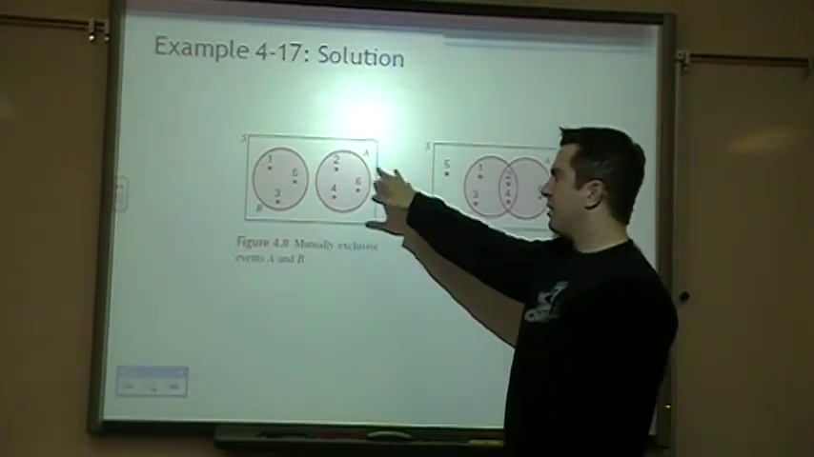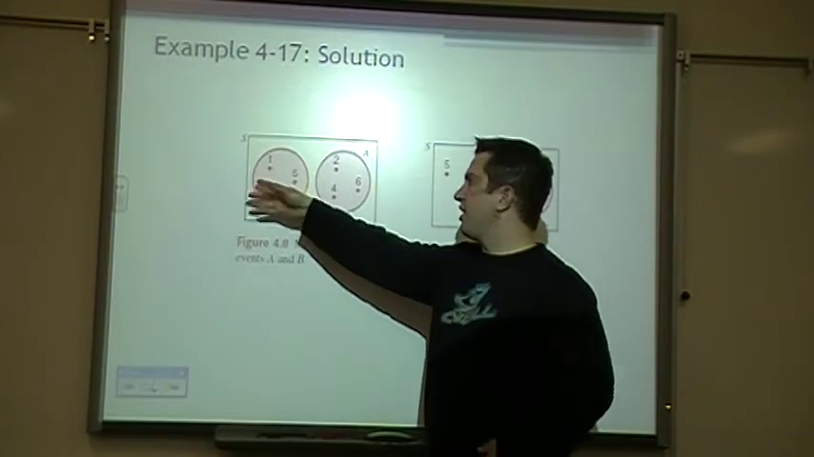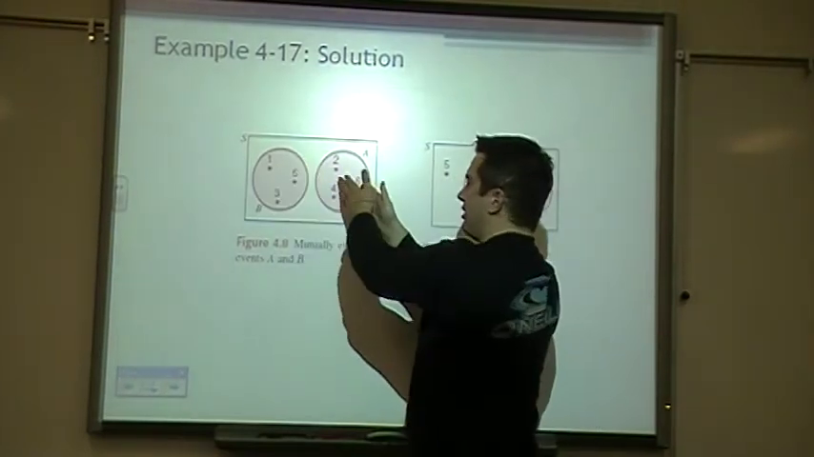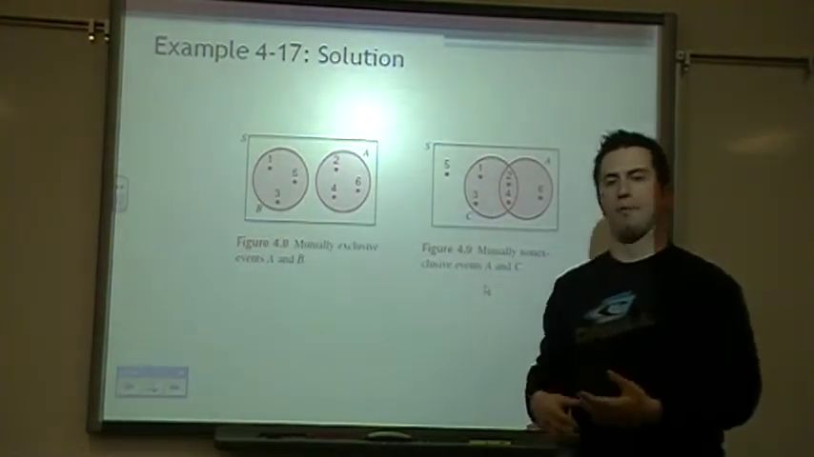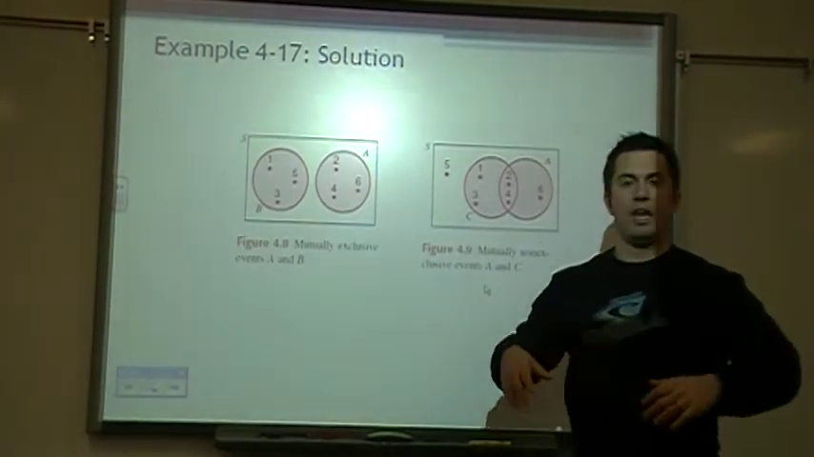Even and odd, that's pretty simple, right? You can't roll an even/odd number. There's no such thing. Your odd numbers are here, your even numbers are here. There's no overlap when we draw a Venn diagram. That would mean they are mutually exclusive.